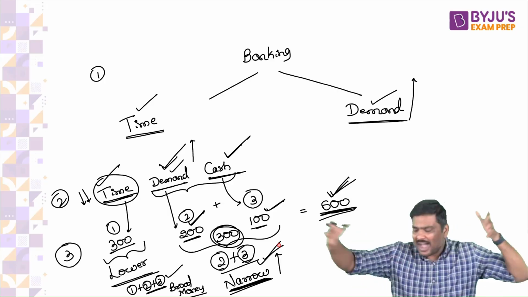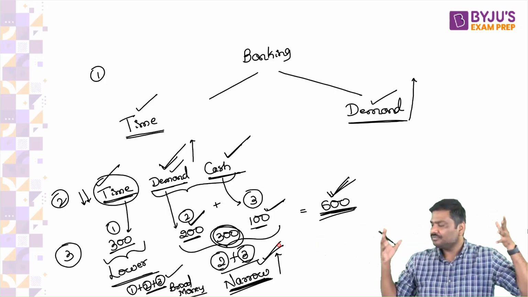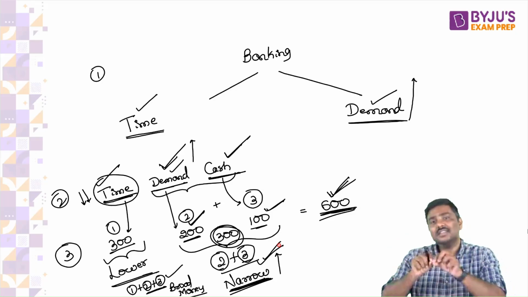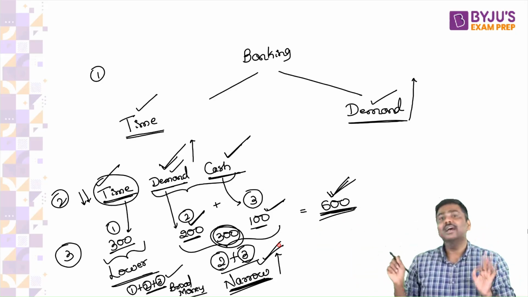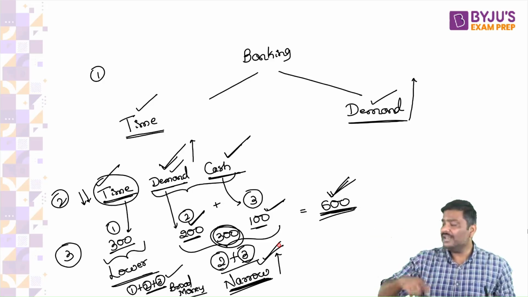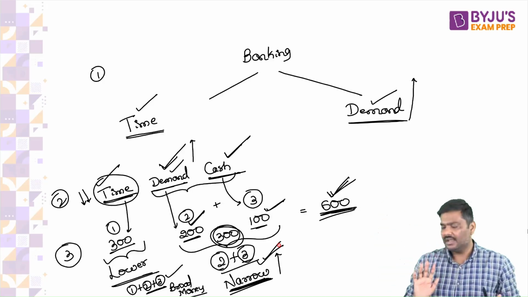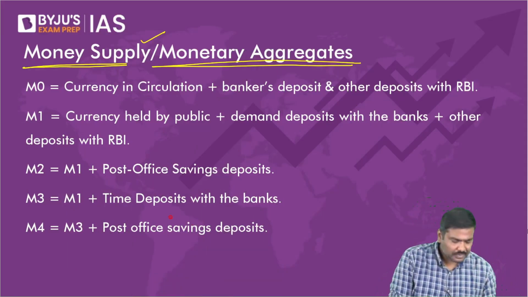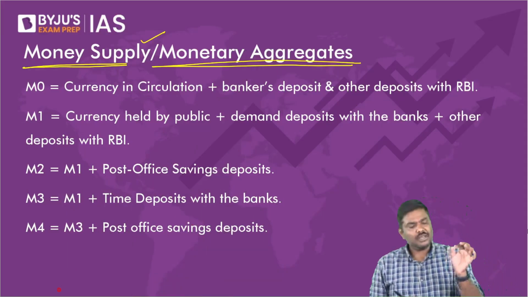Arey Baba. Narrow money itself means this money has a higher liquidity in the economy. Is the logic okay? Narrow money itself means this has a higher liquidity. Broad money means comparatively it has a lesser liquidity. Okay? Now, keep all of this in the mind. Let's start.